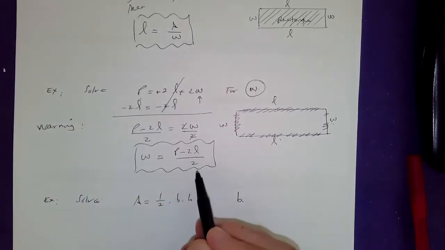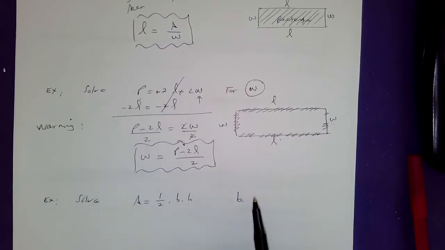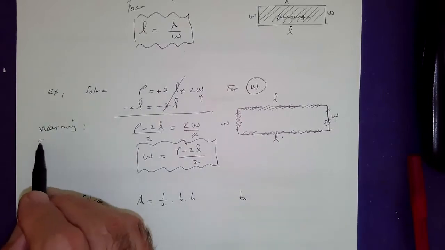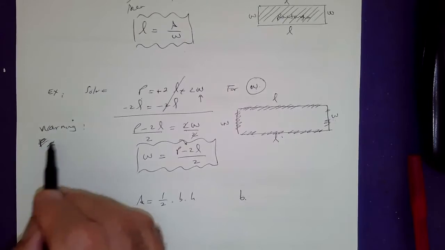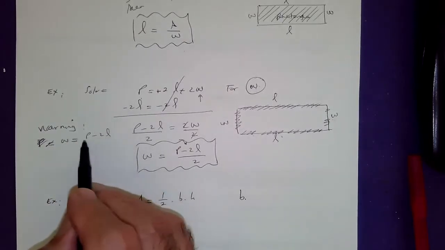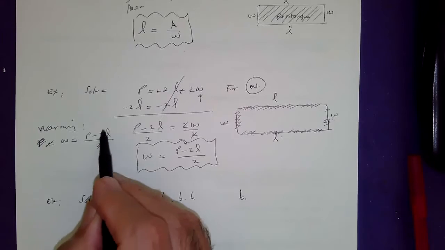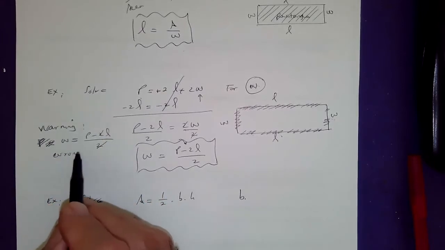The only problem is, warning, make sure that you do not cancel the 2's, okay? Because the minus sign will not let you. Let me give you an example. In this case, W is P minus 2L over 2. Please do not cancel this, yes? This would be wrong.